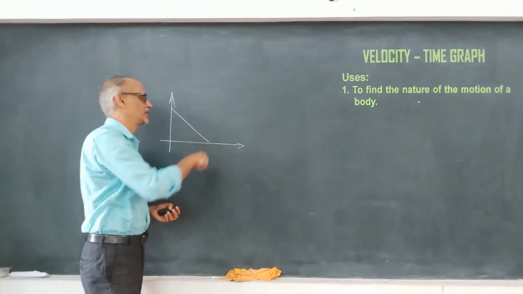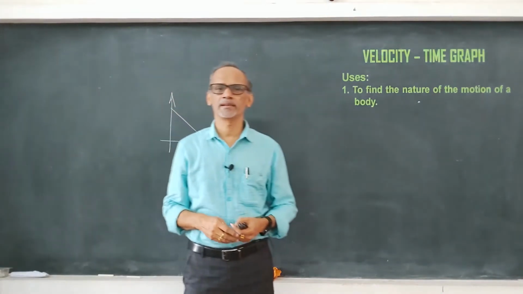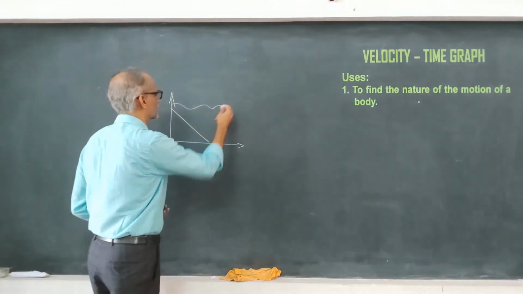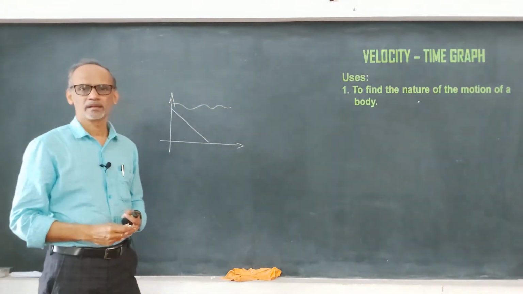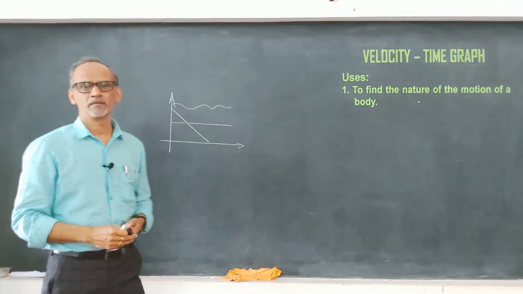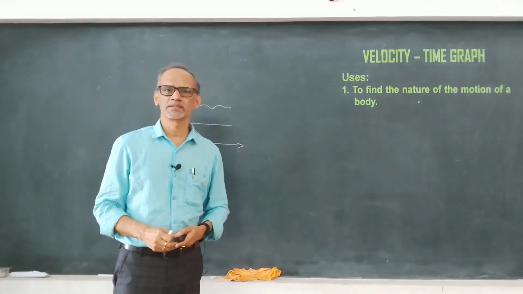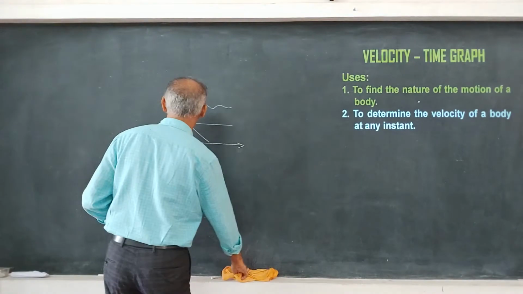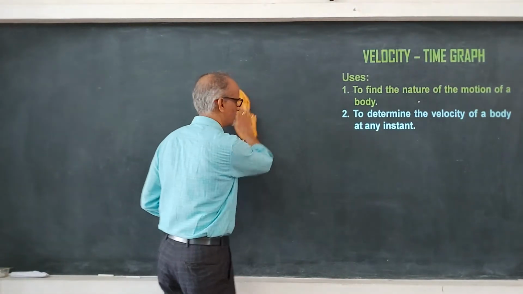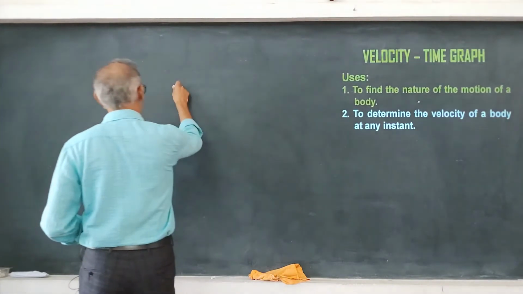The velocity decreases, and since it is a straight line, it's uniform retardation. Variable acceleration. Uniform velocity. So that is the first use of the VT graph. The second one, to determine the velocity of a body at any instant.